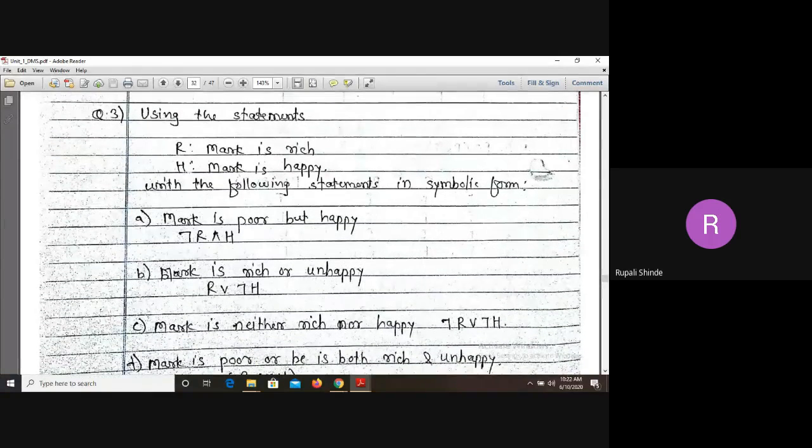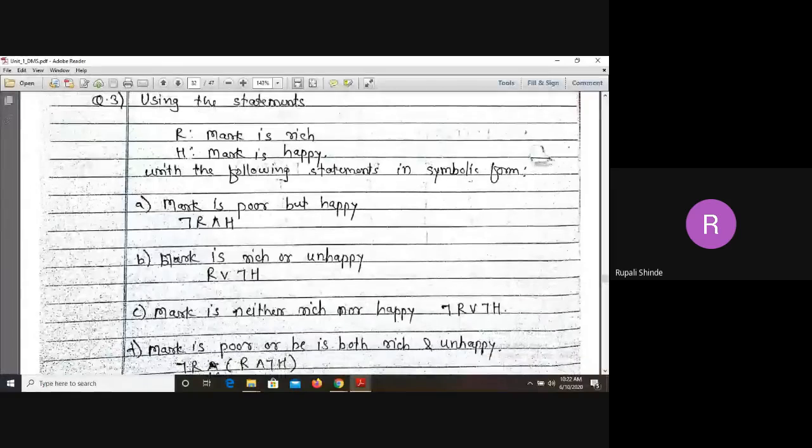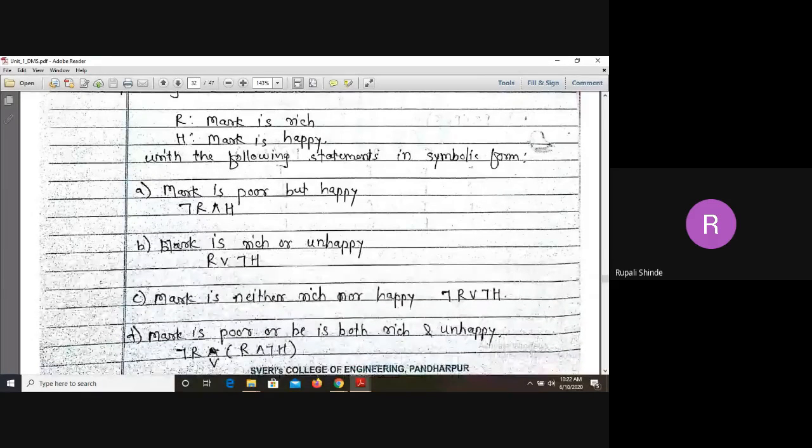Mark is poor or he is both rich and happy. Mark is poor, so we have to take negation of R, or he is both rich and happy, so R and H. Have you understood how we have solved these kinds of problems, how to convert statements into symbolic form?